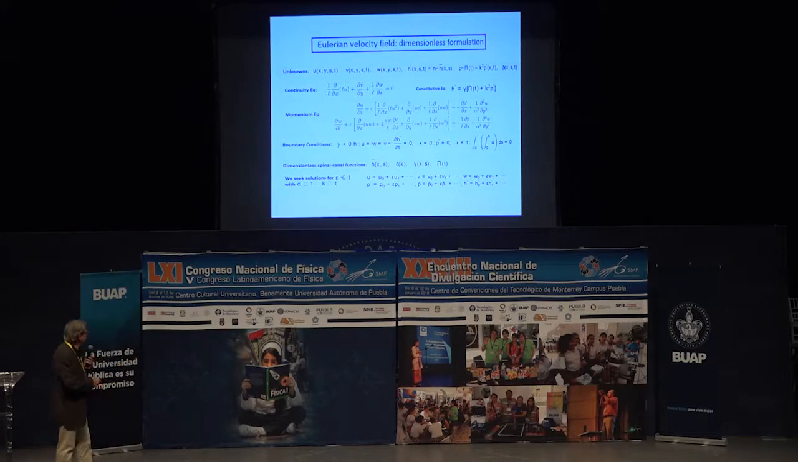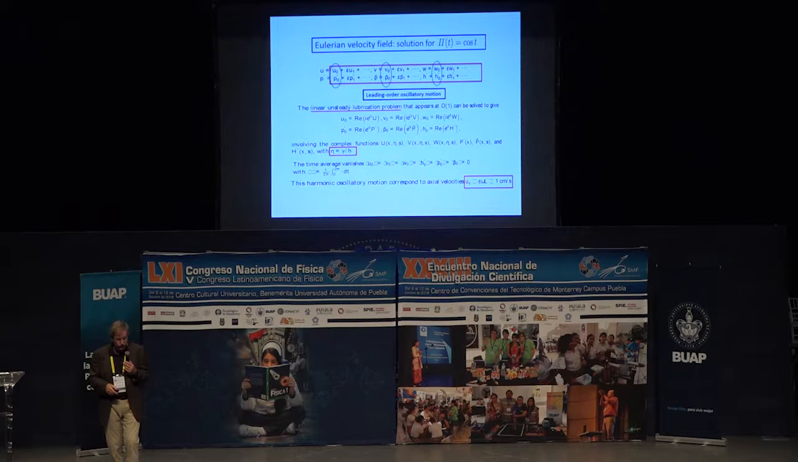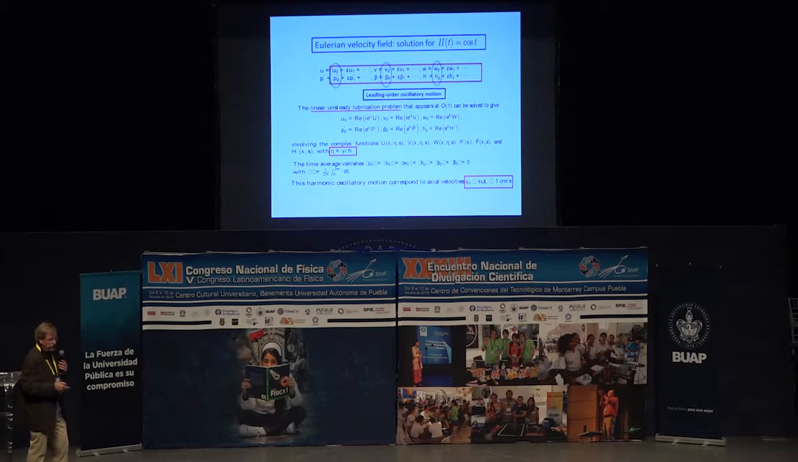So then we seek solutions for epsilon less than 1, so we do an asymptotic analysis where we expand both the velocity u, v, and w in power series of epsilon, as well as the pressure, and then we solve this asymptotic problem. So the leading order oscillatory motion is that where, you remember, the nonlinear term is negligible, so the problem reduces to a linear and a steady lubrication problem.